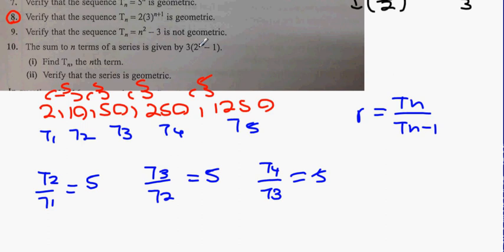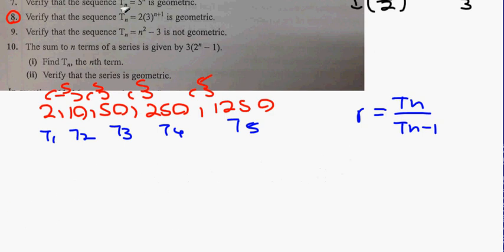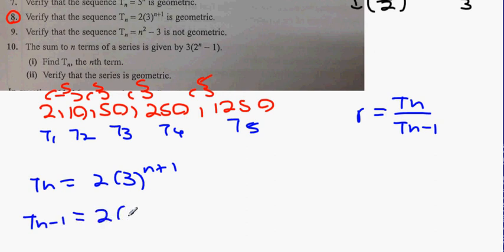Okay, so what I'm going to do here is the general formula. The general formula is Tn. So Tn equals 2 times 3 to the n plus 1. T of n minus 1 is going to be 2 times 3. Replace that n with n minus 1. N minus 1 plus 1 is 2 times 3 to the n. Now, dividing by each other, we get 2.